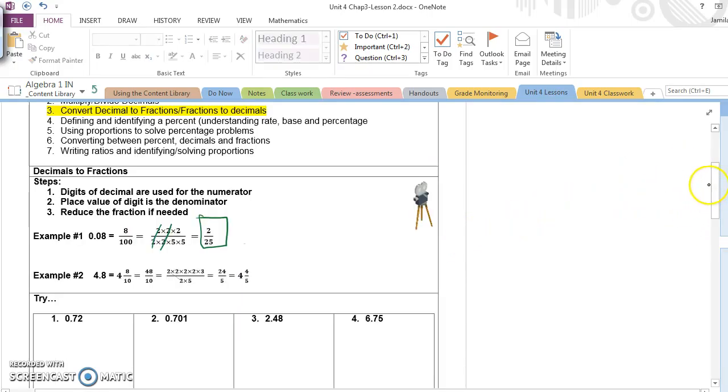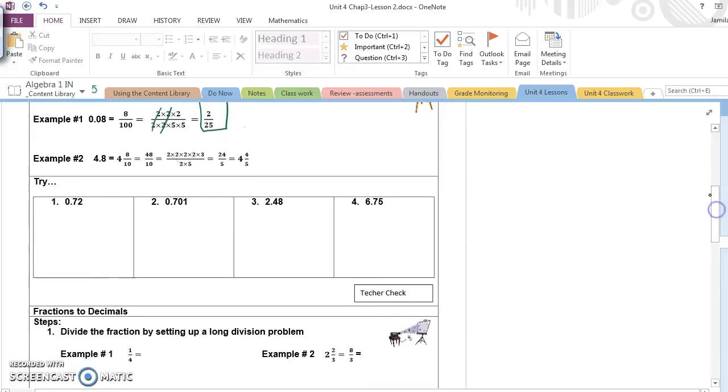Okay, so for example number 2 here, we have 4.8. Whenever you have a value to the left of the decimal, those represent whole values. So think of a mixed number. That is what you will create when you're turning it into a fraction. So 4 is our whole. We have 4 wholes. And then our 8 is in the tenths place. So 8 on top and 10 on bottom.